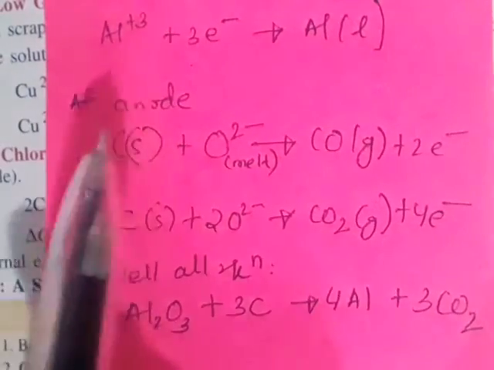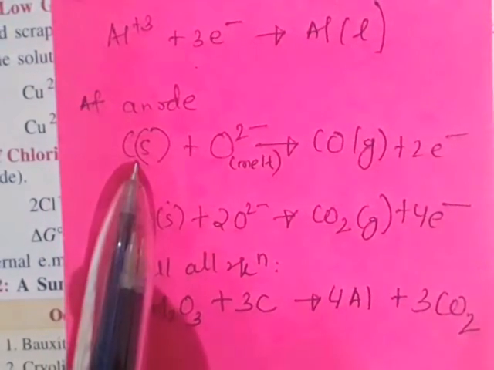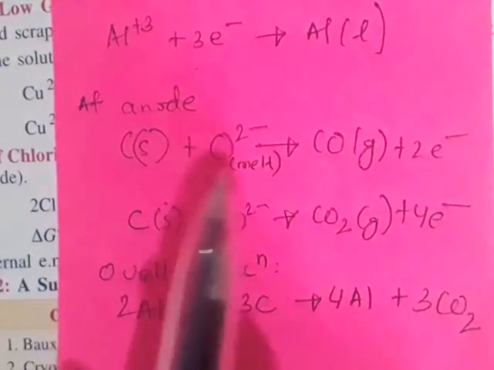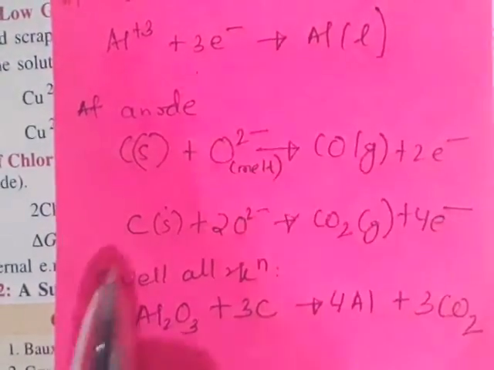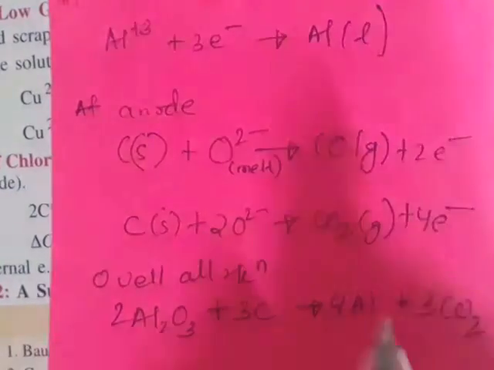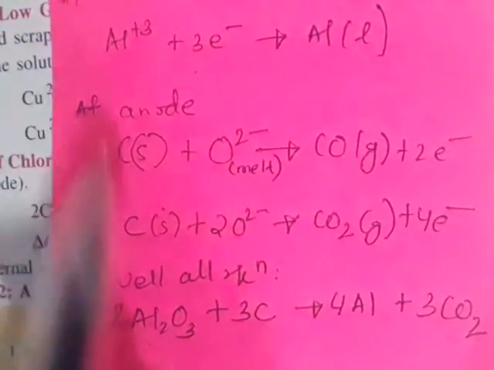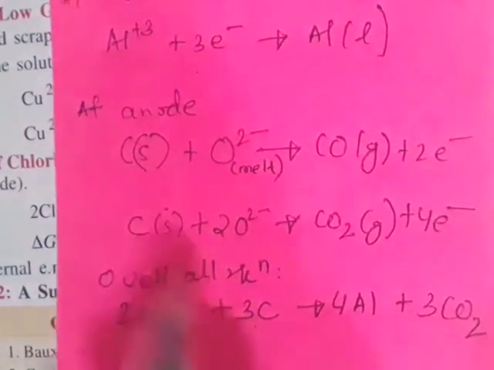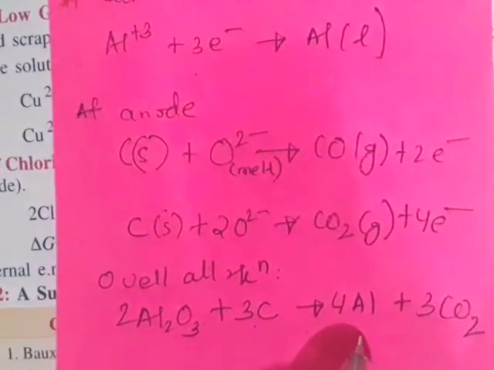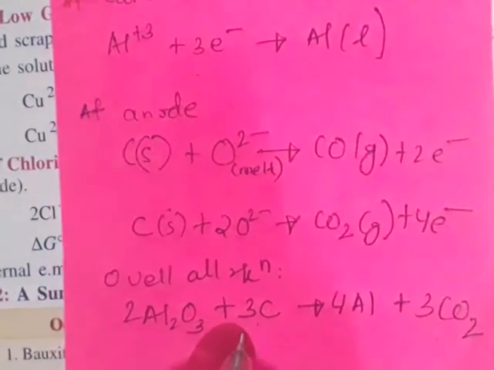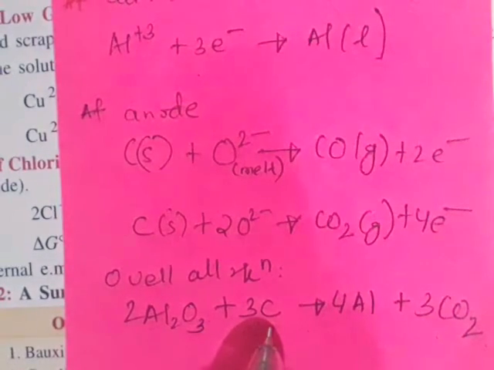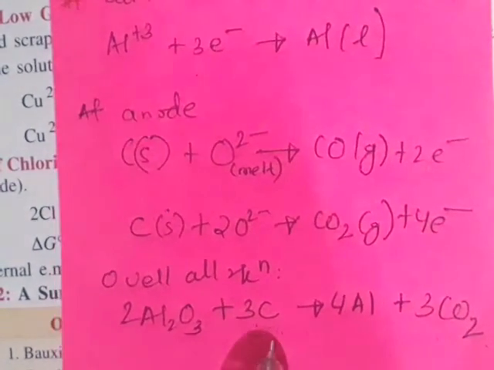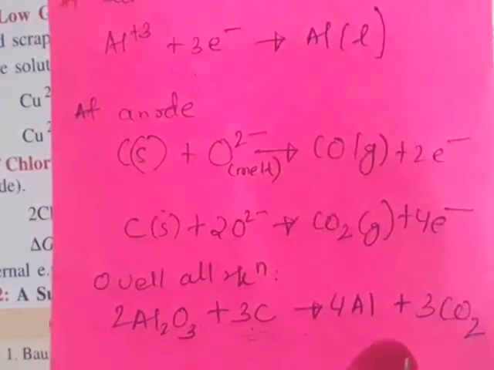And at the anode, what is the reaction taking place? The anode is carbon, graphite. That will get oxidized by the oxide from your aluminium oxide. So it will oxidize to carbon monoxide and to carbon dioxide. Now what is the overall reaction? Aluminium oxide and carbon give aluminium and carbon dioxide. So what is the role of the graphite rod? Graphite carbon will act as a reducing agent here, reducing aluminium oxide to aluminium.